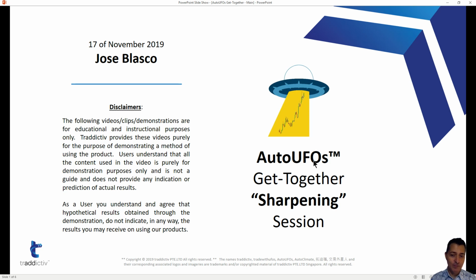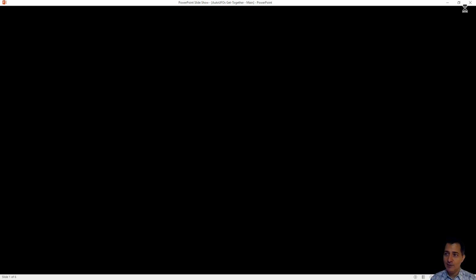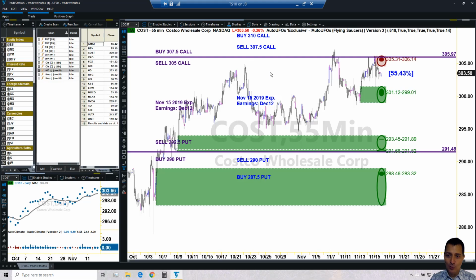Here we go. So the session is now officially introduced, and as I always say, here is a beautiful trade station with our even more beautiful UFOs.